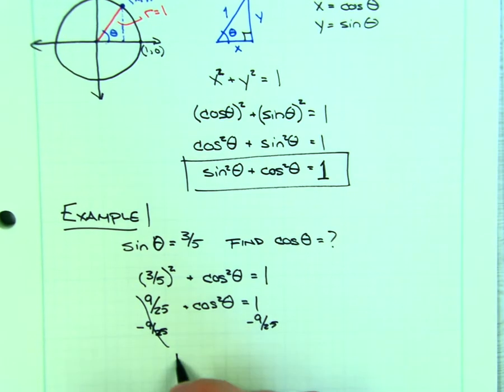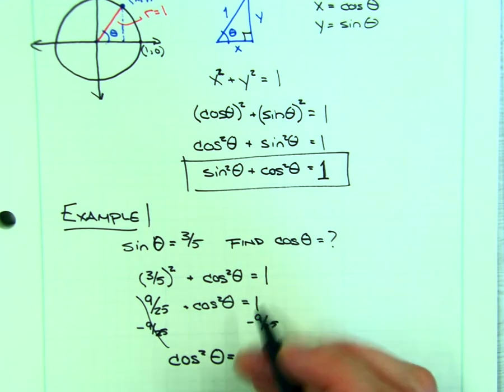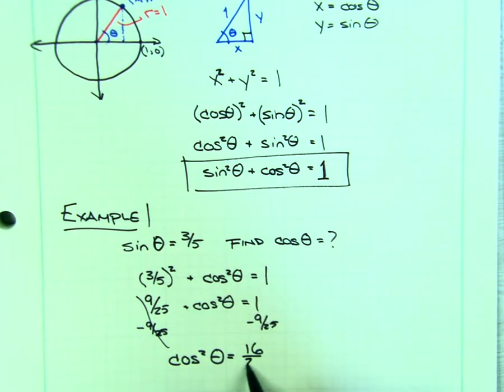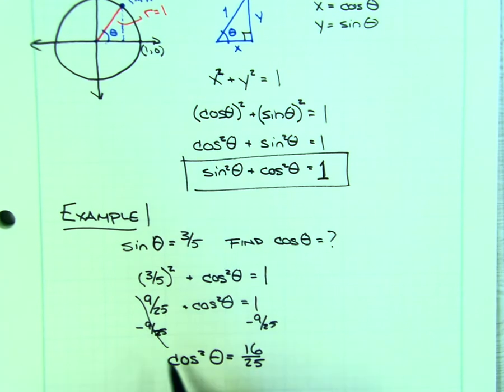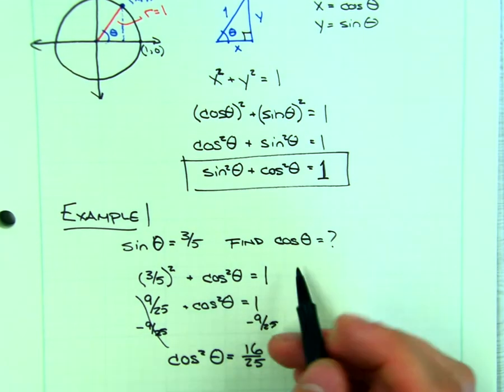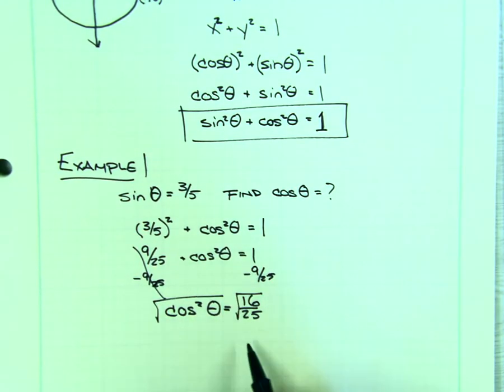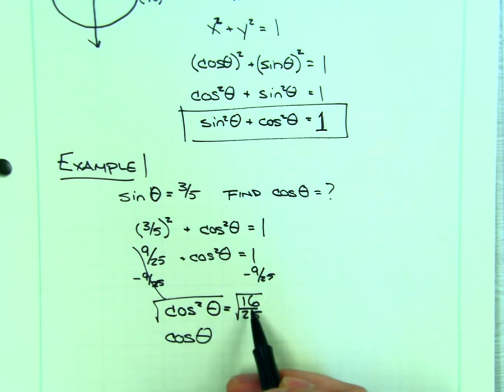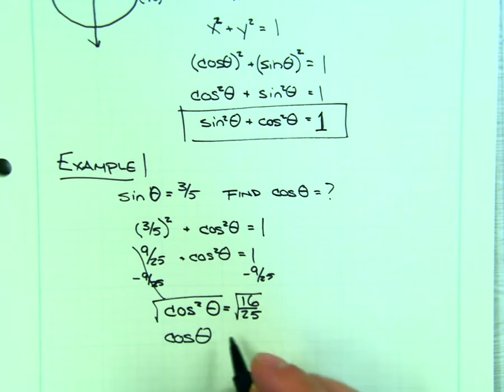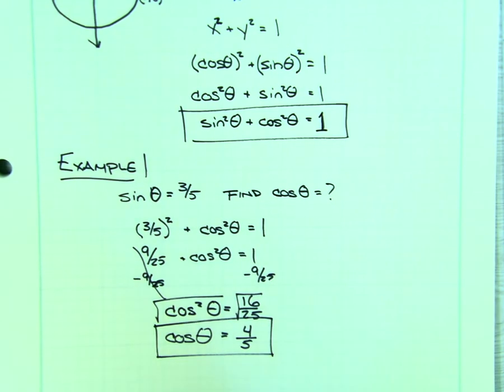That goes away. I end up with cosine squared theta is going to be equal to, if I do this subtraction here, 16 over 25. And now in order to get the cosine by itself, right, I'm looking for cosine, not cosine squared, I'm going to take the square root of both sides. So on this side, I end up with the cosine of theta. And on this side, the square root goes to the top, the square root goes to the bottom. Square root of 16 is going to be 4, and the square root of 25 is going to be 5. So the cosine of theta is going to be equal to 4/5. Not too bad.